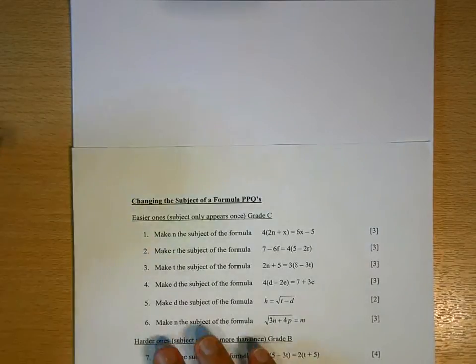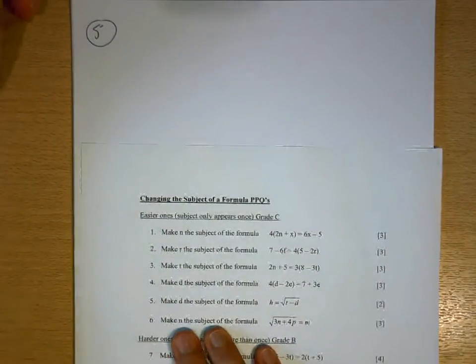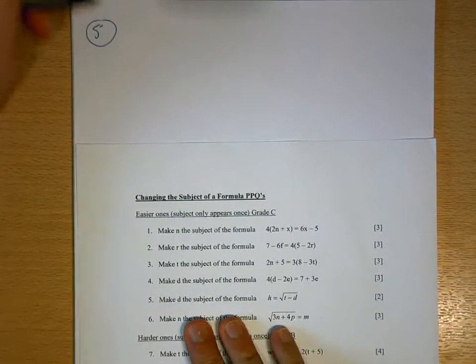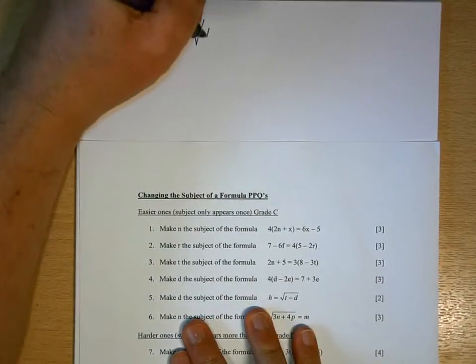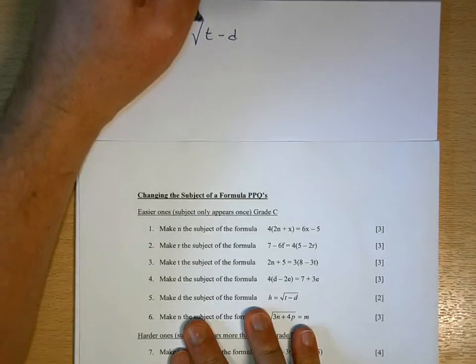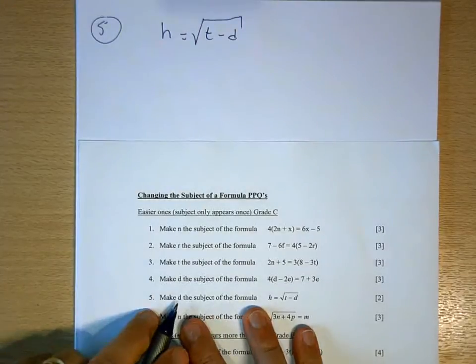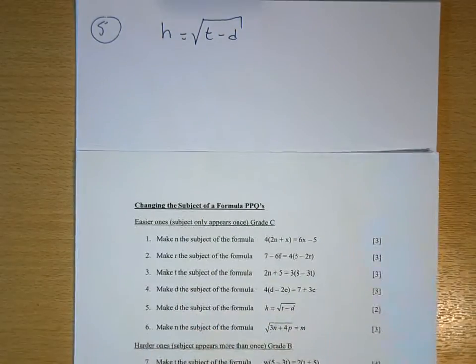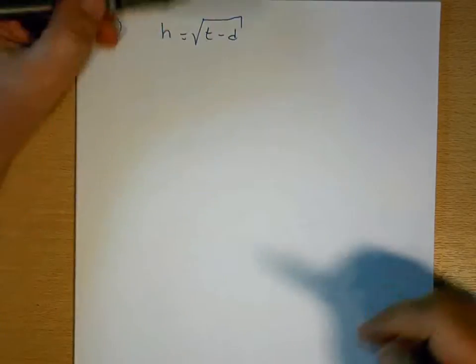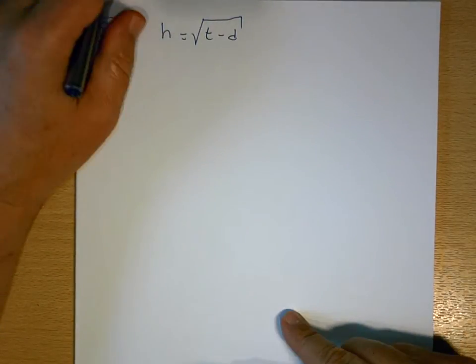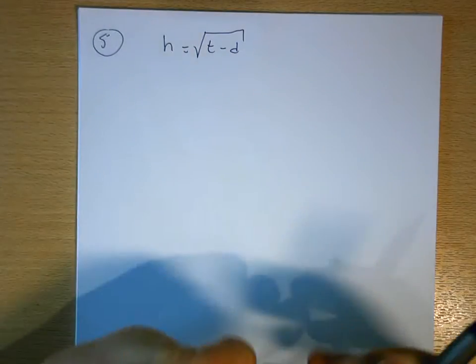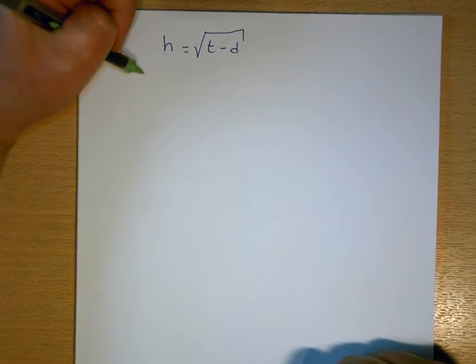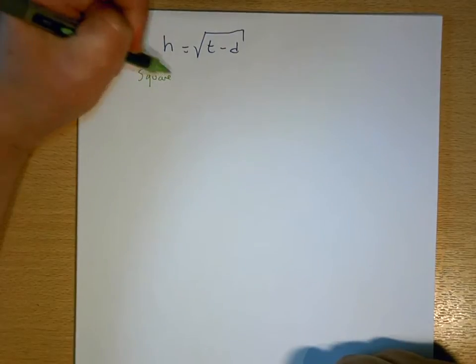Question 5. Okay, slightly different one now. Here I've got h equals the square root of t minus d, and I need to get d on its own. So the first thing I've got to do is deal with that square root. I've got to do the mathematical opposite of square rooting. The mathematical opposite of square rooting is squaring. So I have to square both sides.